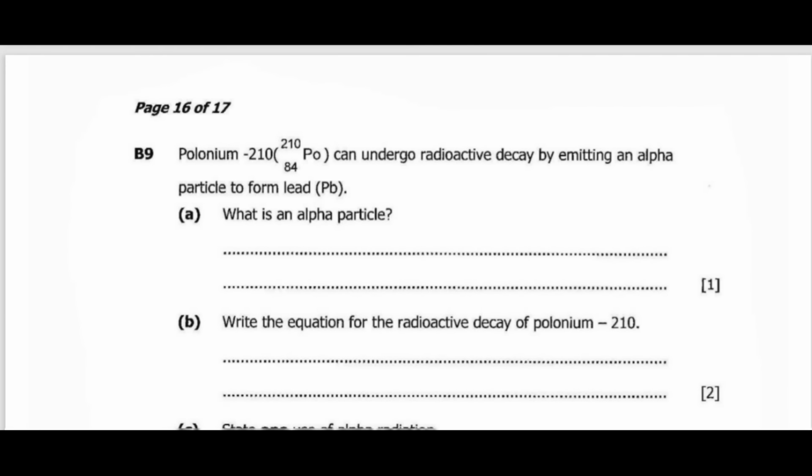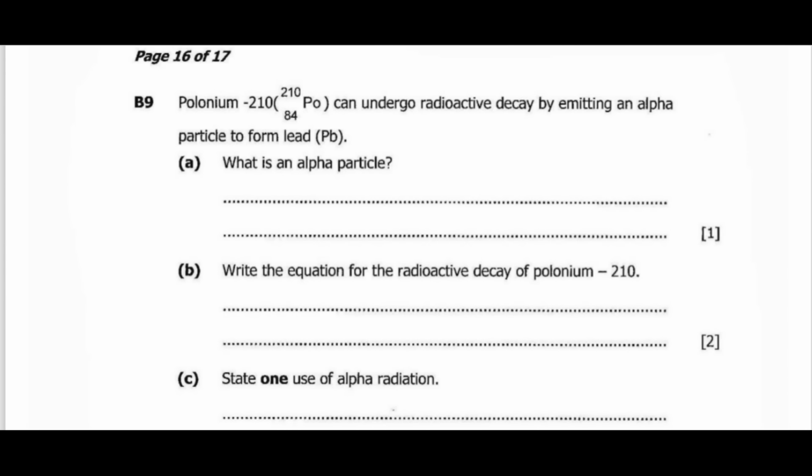Then we go to the last question for section B. Polonium 210, with mass number 84, atomic number can undergo radioactive decay by emitting an alpha particle to form lead. What is an alpha particle? It is a particle with 2 protons and 2 neutrons.